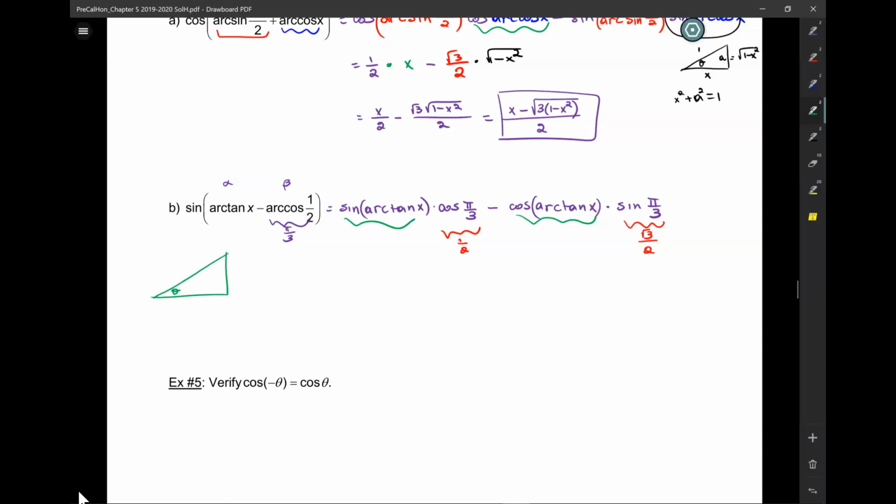There is this mystery angle theta, the tangent of which is x. Opposite over adjacent is x. So the hypotenuse is the root of x squared plus 1. Wait, isn't it 1 minus x squared? It's 1 minus x squared if it's one of the legs. For this first one, I need the sine, so it's opposite over hypotenuse. For the next one, I need a cosine, so it's adjacent over hypotenuse.